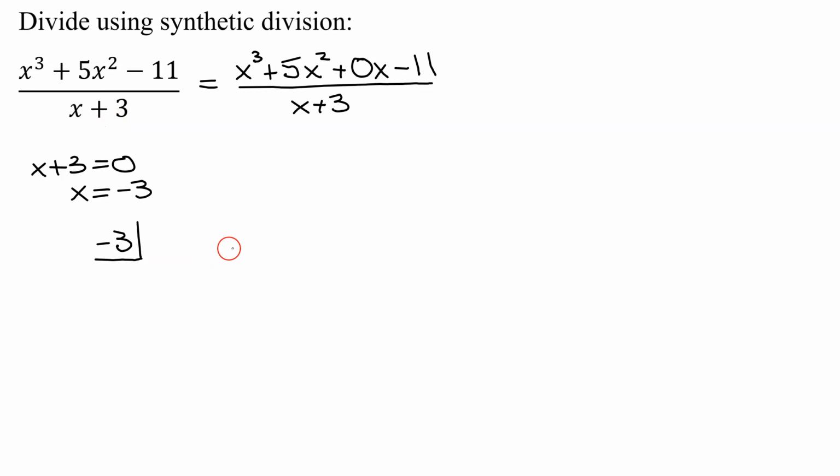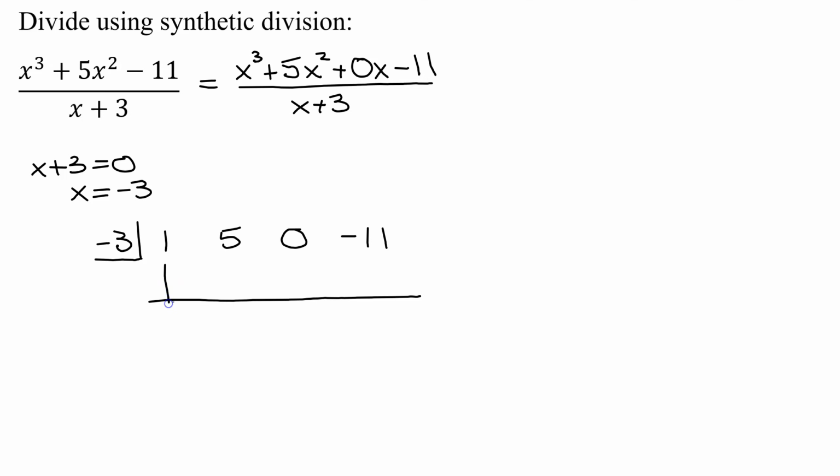Next, I need to write my dividend, or the numerator, up here. But remember, we don't write the x terms. We just write the coefficients. So the coefficient of my x cubed is 1, of my x squared is 5. I have 0 x terms, and negative 11 is my constant. And then leave some room. And now we're ready to begin the process.